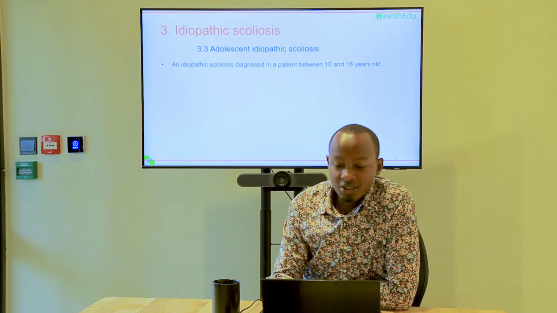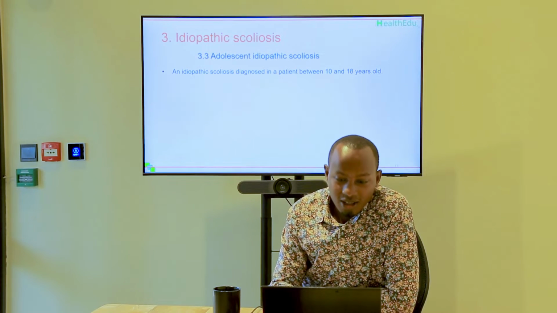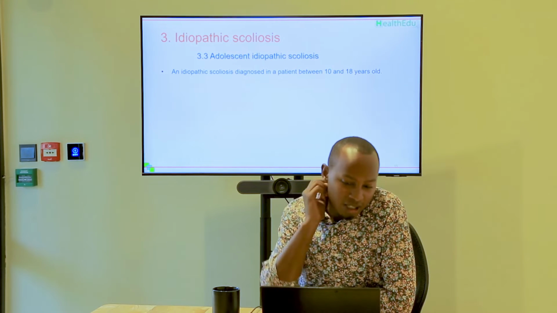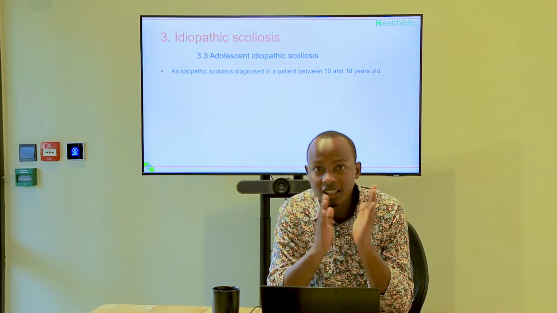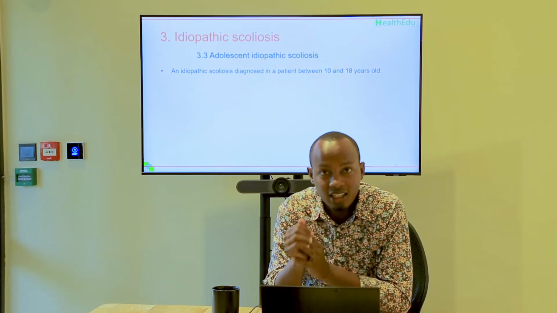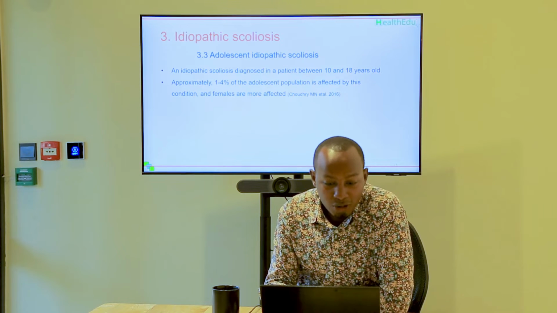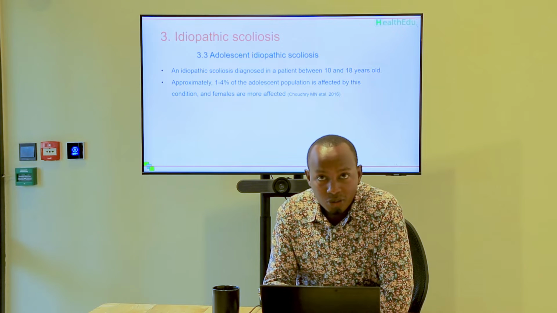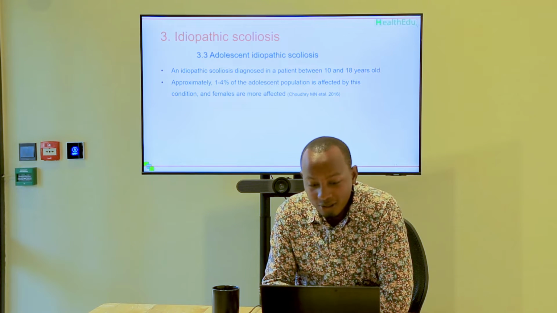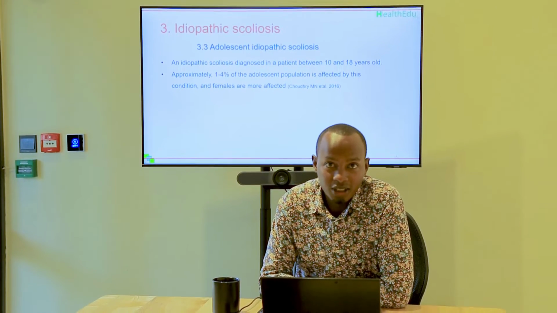How about adolescent idiopathic scoliosis? In this type, adolescent scoliosis is in patients who are diagnosed between the ages of 10 to 18 years old. And approximately 1 to 4% of the adolescent population is affected by this condition, and females are more affected, which is different from juvenile idiopathic scoliosis, where males are more affected.